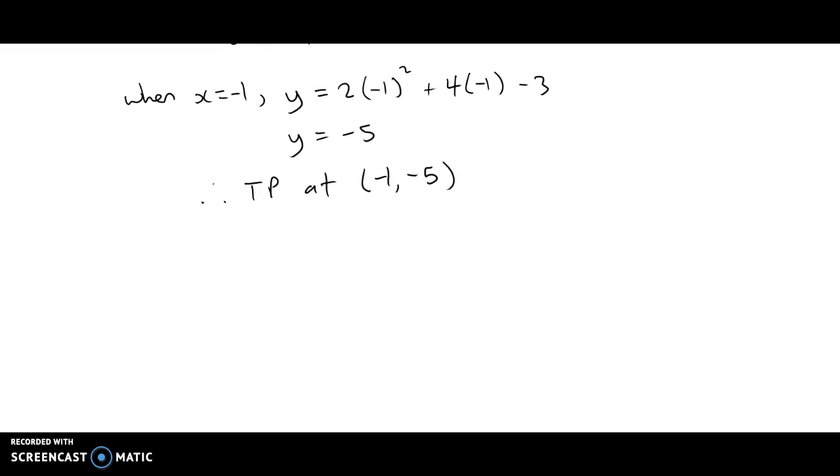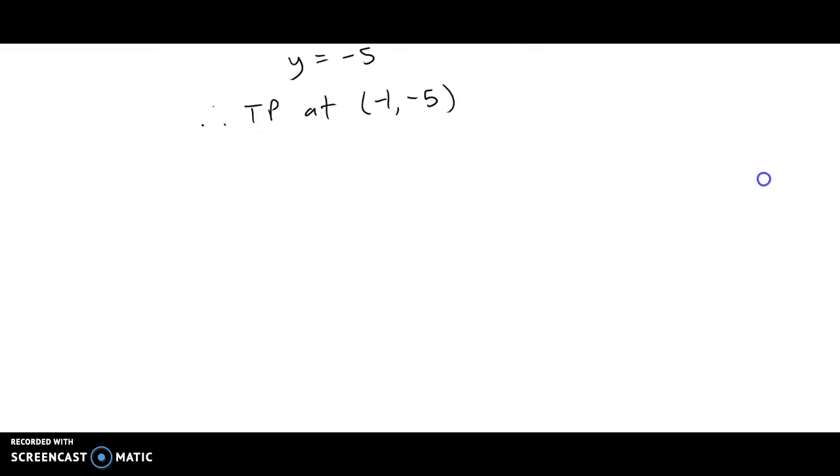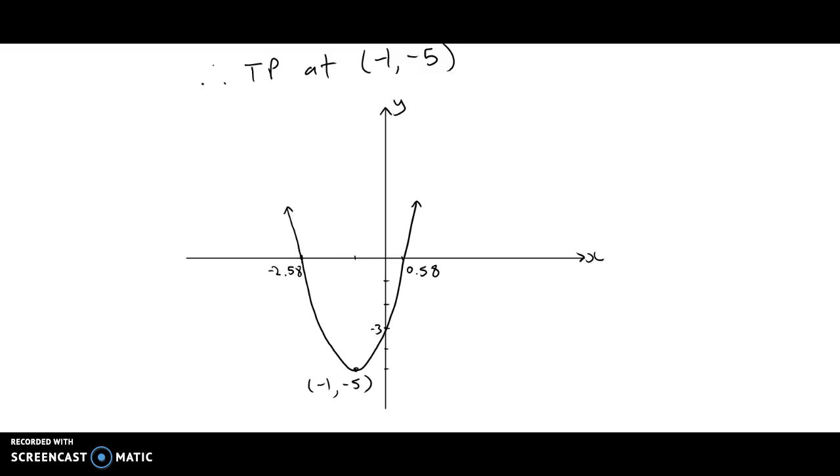So now we've got all of the information we need to sketch. We've got the intercepts and we've got the turning point. So let's go ahead and do that. Alrighty, so here is a sketch of our parabola. We had the turning point at minus 1, minus 5. We had the x-intercepts at minus 2.58 and 0.58. And we had the y-intercept, which we found right at the start, at minus 3. And remember, it's really important that you label all of those points on your parabola.